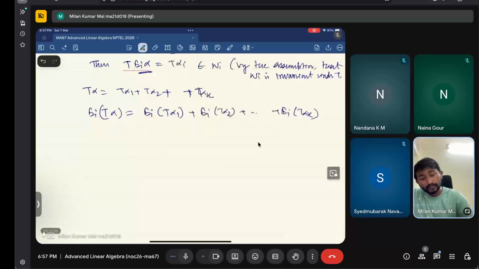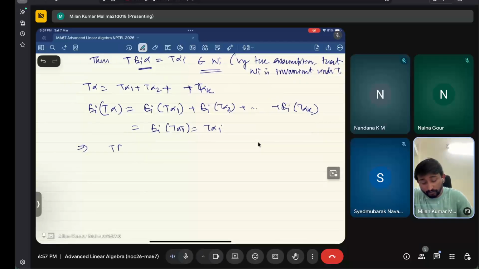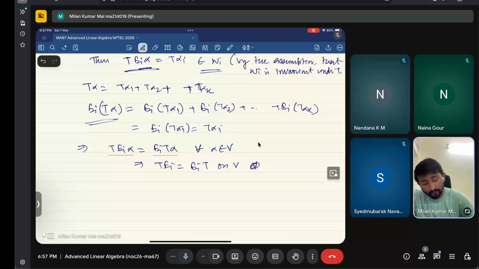But note that T alpha i is in Wi and Ei is the orthogonal projection on Wi. So that means Ei will map any element in Wi to the element itself. Otherwise, it will map to 0, right? So basically it will map T alpha i to T alpha i. So that says that T of Ei alpha equals Ei T alpha. This is what it is, right? So for all alpha in V, that implies that T Ei equals Ei T on V.